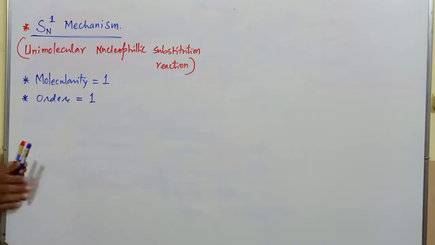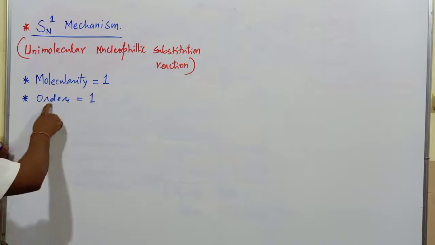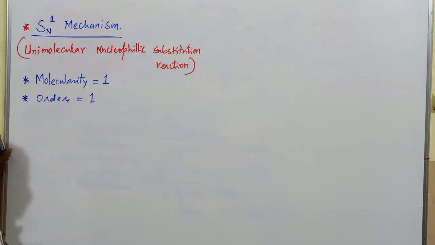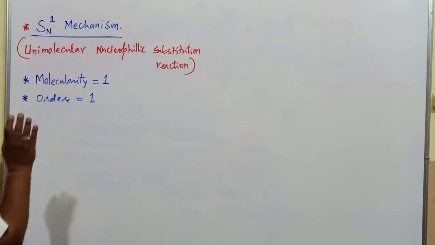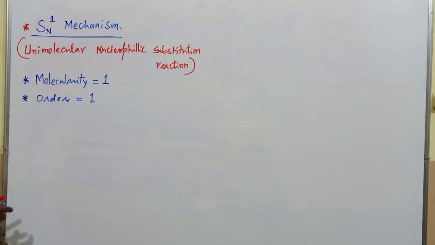There are so many reactions depending upon the order of the reaction: first order reaction, second order reaction, third order reaction, pseudo first order reaction, zero order reaction. So this is following what? First order kinetics, first order reaction. Now what type of molecules will undergo this particular SN1 mechanism?